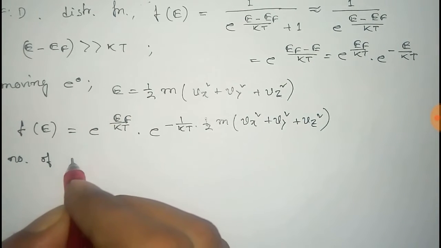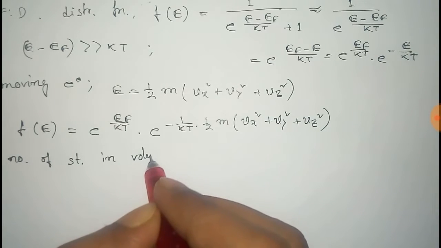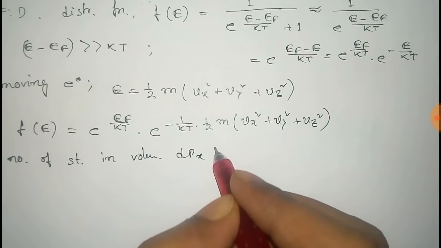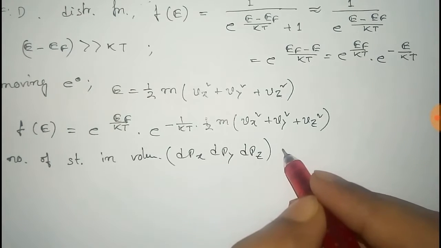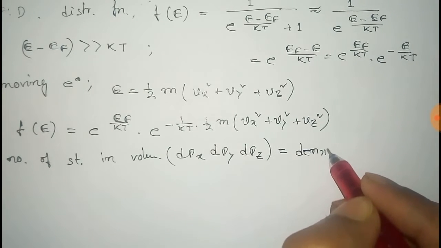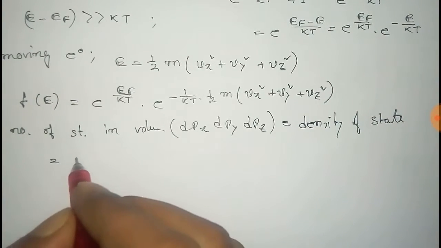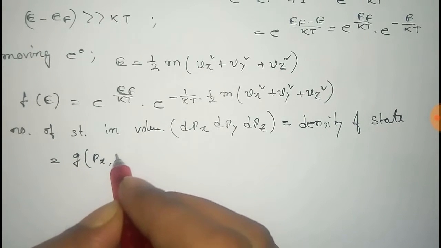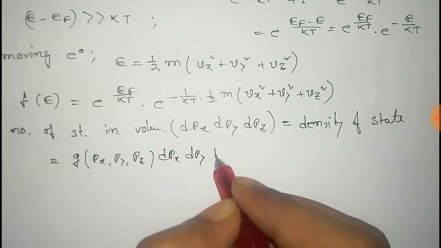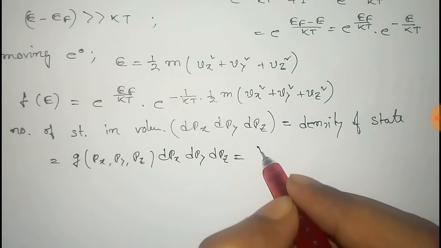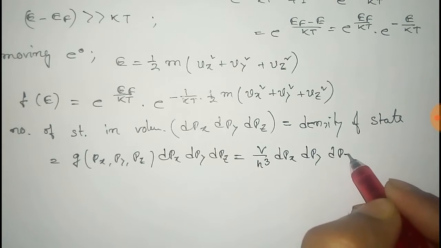Okay, now the number of states within the volume dpx into dpy into dpz, where p is the momentum, is called the density of states, that is the degeneracy, which is given by G. So that is equal to G of (px, py, pz) into dpx dpy dpz, and that is given by V by h cube into dpx dpy dpz, the volume element.